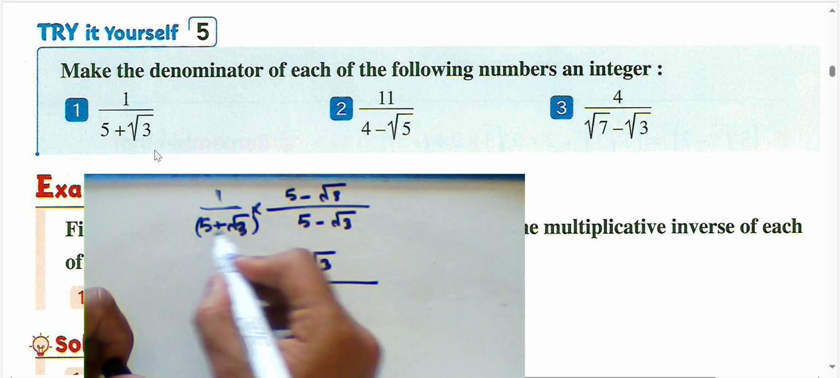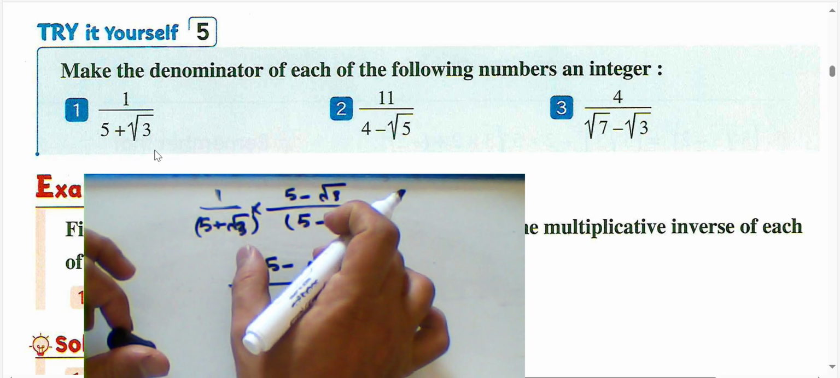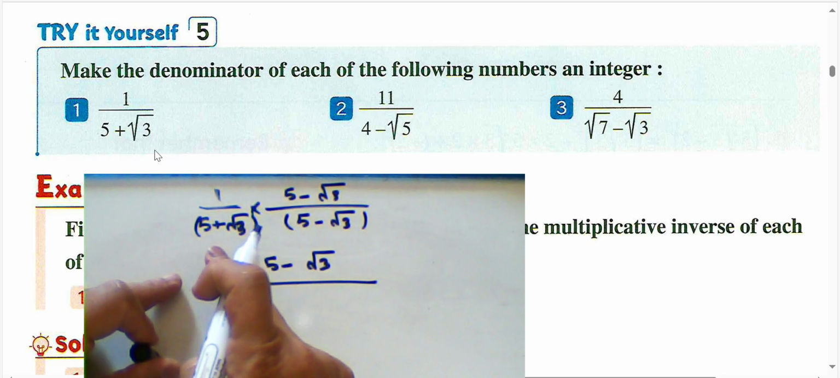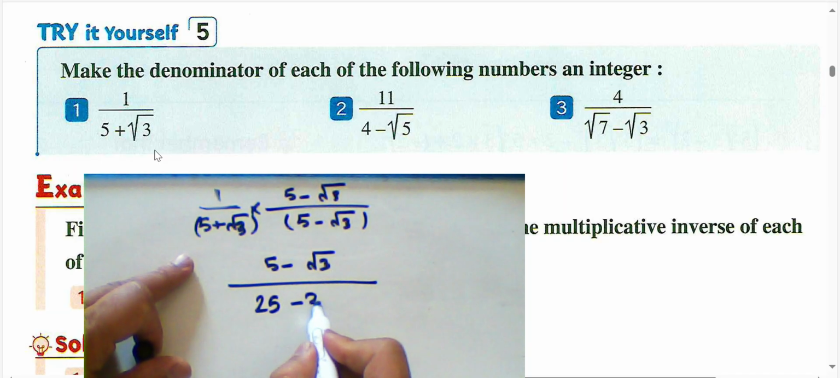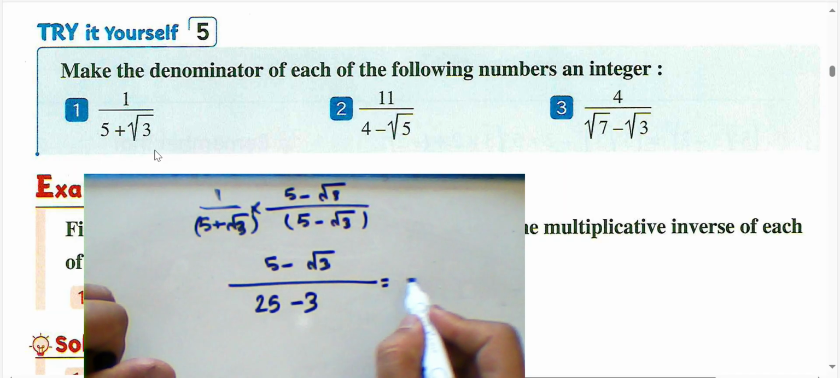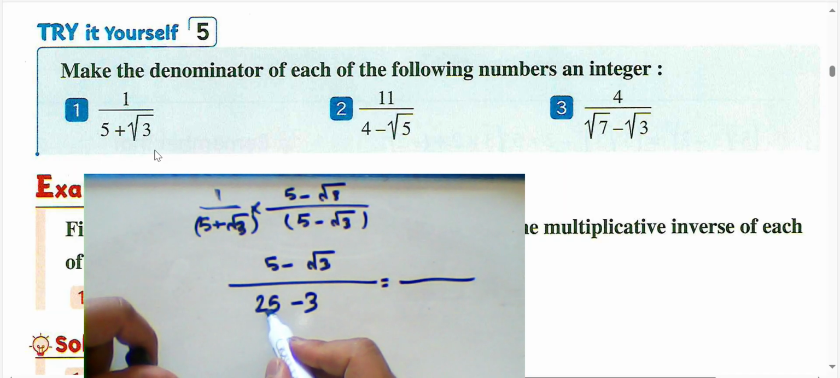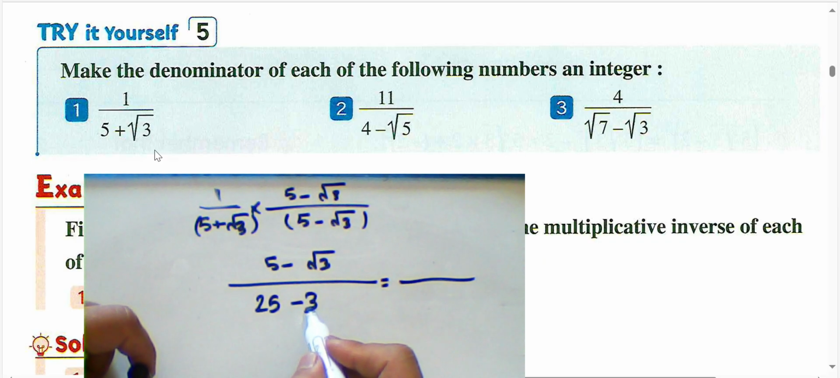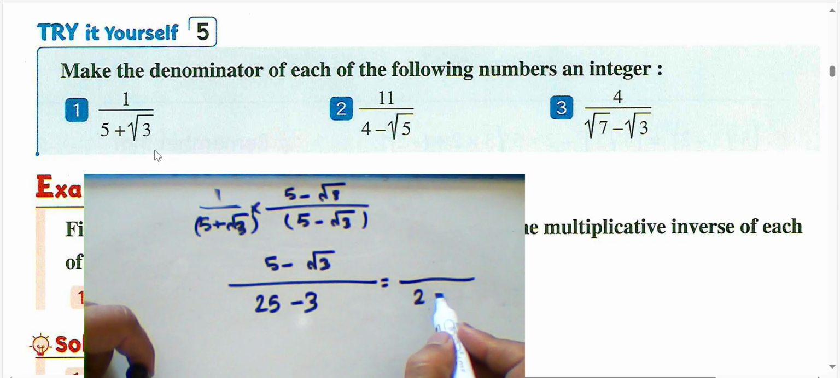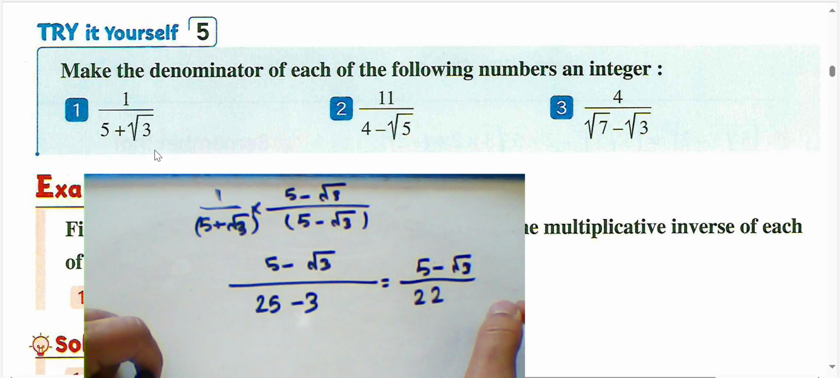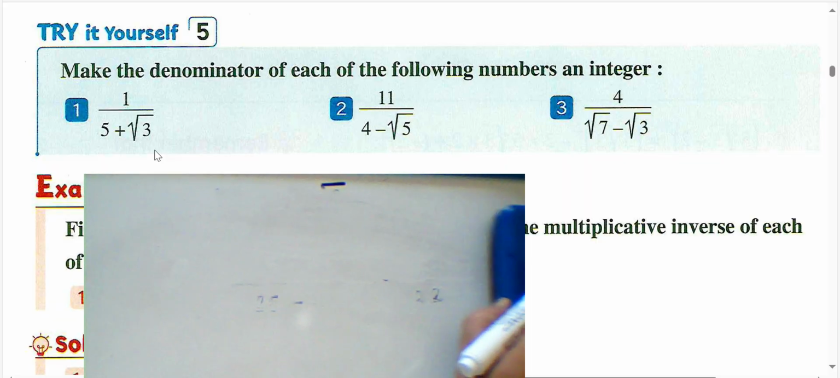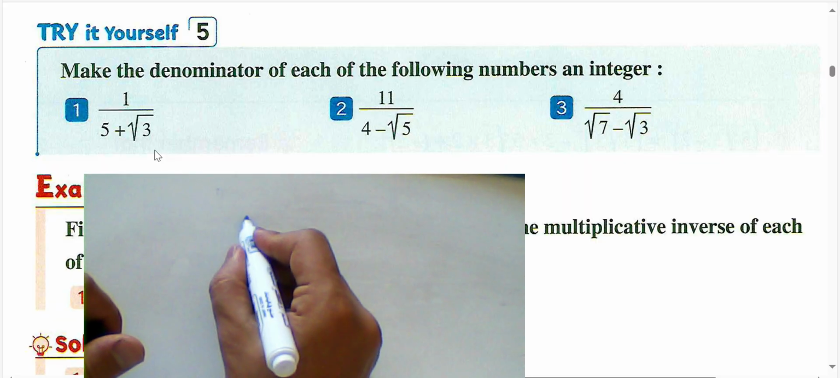Note that the denominator here is a conjugate, so when you multiply the denominator you take first by first and second by second. 5 by 5 is 25. Root 3 times negative root 3 will be negative 3. Okay, and the difference between 25 and 3 will be 22. Up here in the numerator, 5 subtracted by root 3, then the result will be 5 minus root 3 over 22. Okay, understood. Next, question number 2.